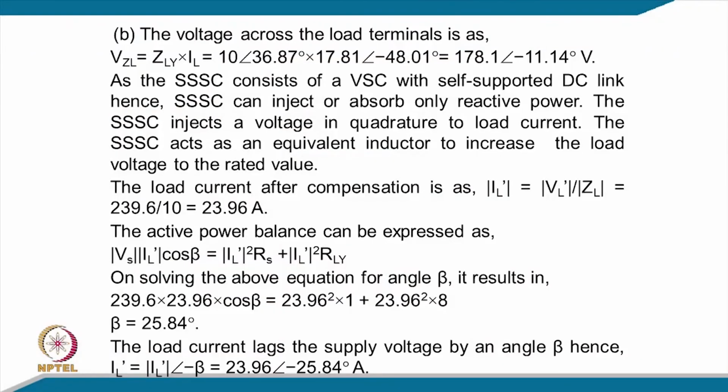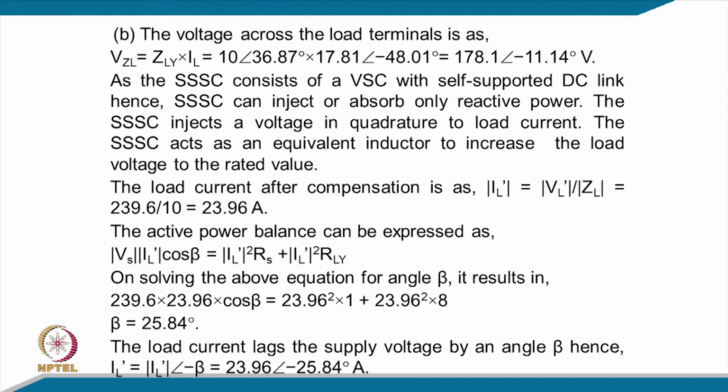The voltage across the load terminal is the load impedance multiplied by the load current. So, putting in the values, it comes to 178.1 volt at the angle of minus 11.14 degree. This is certainly much lower than the rated voltage of 239.6 volt because of the lagging power factor, and the source impedance is also of inductive nature. So, as the SSSC consists of a VSC with a self supported DC link, the SSC can inject or absorb reactive power. The SSC injects the voltage in quadrature to the load current. So, the SSC acts as an equivalent capacitor to increase the load voltage to the rated voltage.